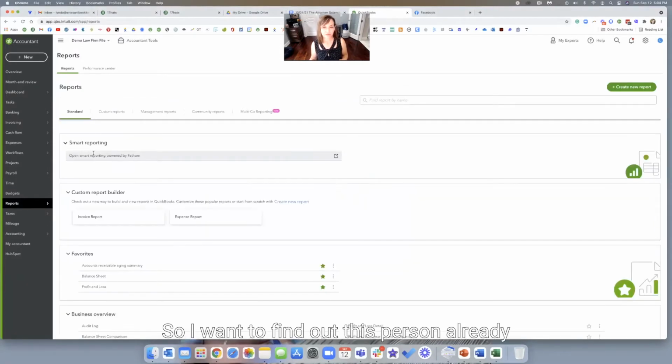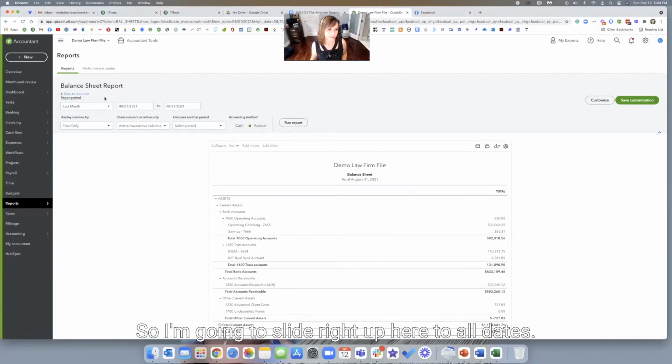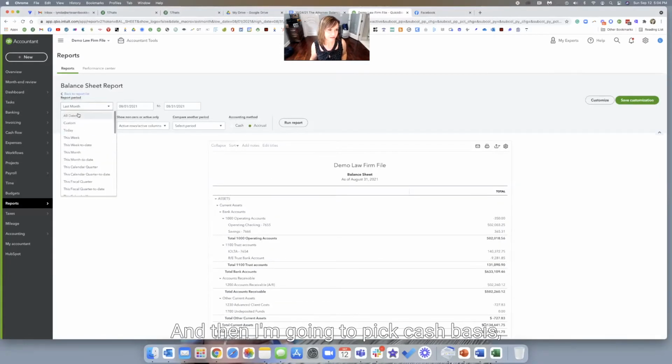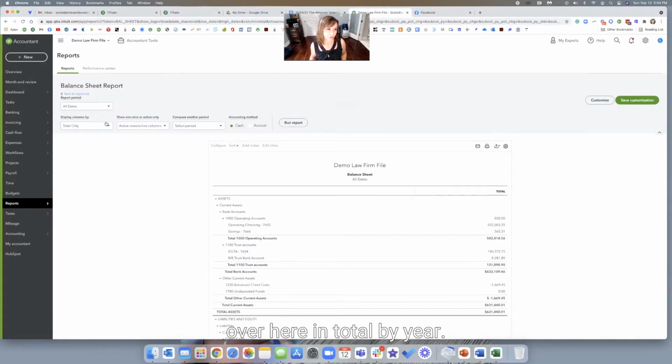So I want to find out, this person already told me there's something wrong with their trust, and I want to find out what it is. So I'm just going to grab the balance sheet. And I'm going to go to all dates. So I'm going to slide right up here to all dates. And then I'm going to pick cash basis, run the report. And then I'm also going to come over here and total by year. So I'm going to try to figure out exactly where the issue is and what year. So calendar years.